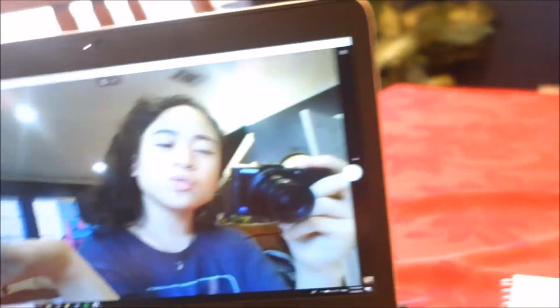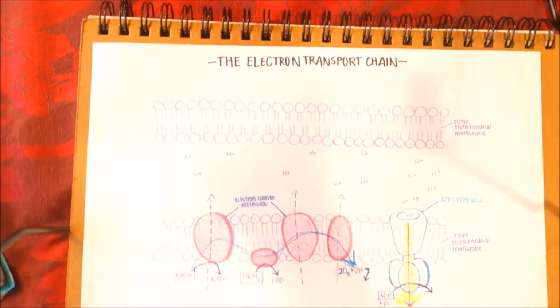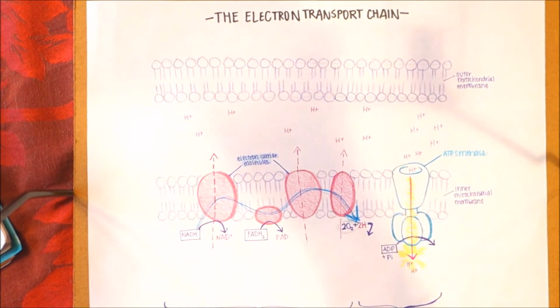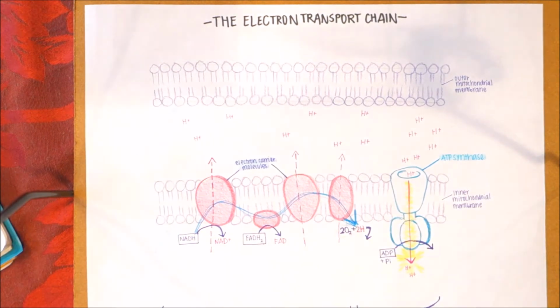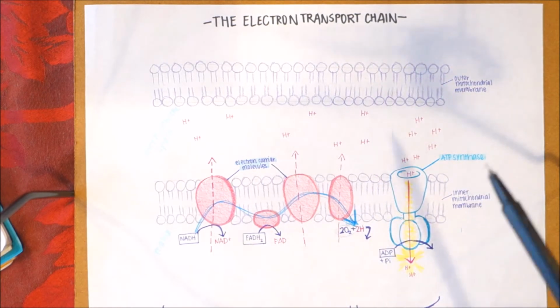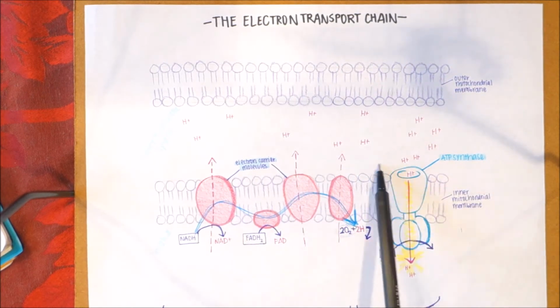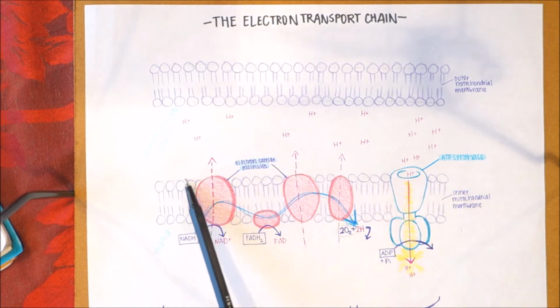I have all my notes out. I'm gonna explain to you the process of the electron transport chain and the reactions that occur in it. So I have my little picture drawn here. I need to first talk about what the electron transport chain consists of and where it occurs. The electron transport chain occurs here in the inner mitochondrial membrane.